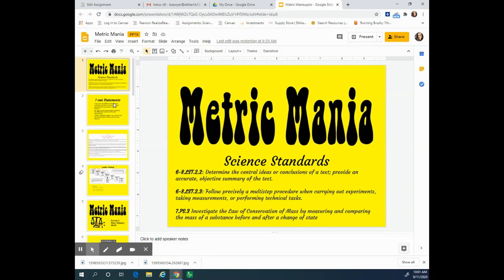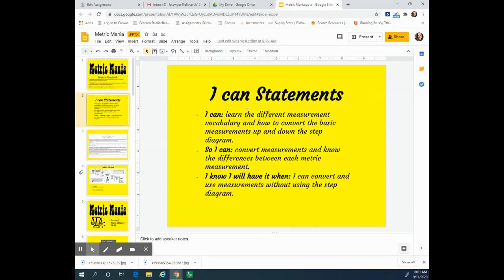Our I can statements today are going to be: I can learn the different measurement vocabulary and how to convert basic measurements up and down the step diagram, so I can convert and know the differences between each metric measurement. I know I will have it when I can convert and use measurements without using the step diagram.